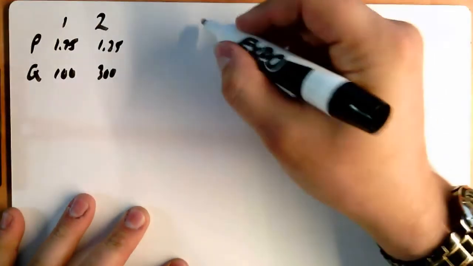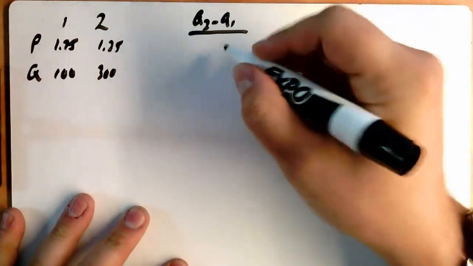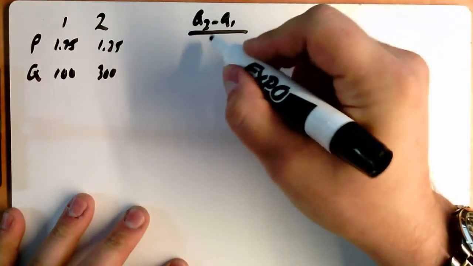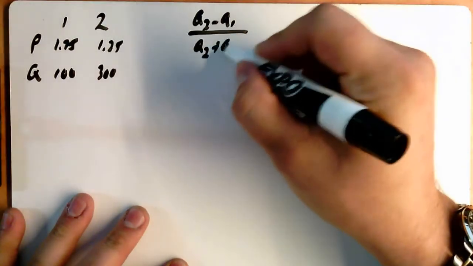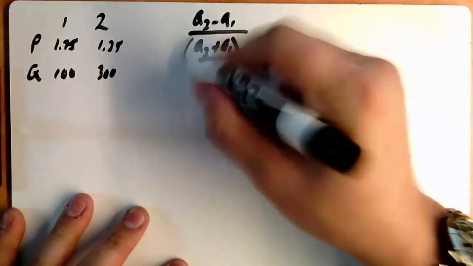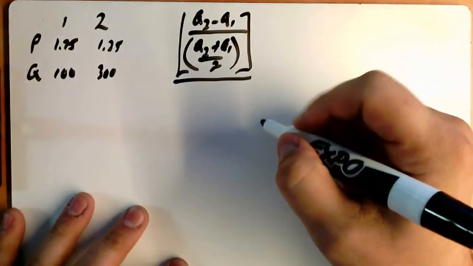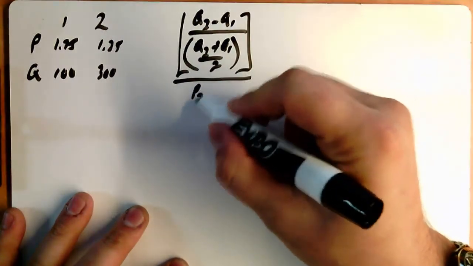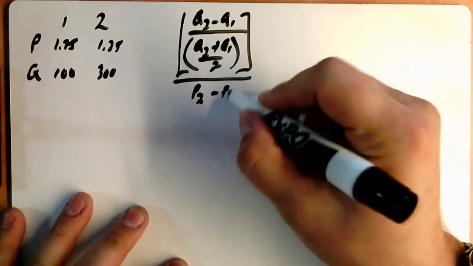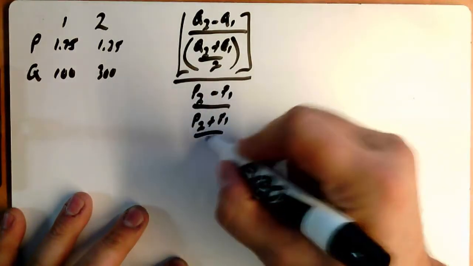The formula for elasticity of demand looks like this. It's Q2 minus Q1 divided by Q2 plus Q1 divided by 2. And all that is divided by just the opposite when we're doing price, P2 minus P1 divided by P2 plus P1 divided by 2.